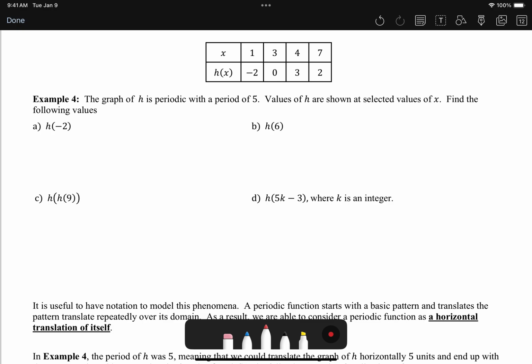Okay, well, this table says that h is periodic. It has a period of 5. Find the following values. Now remember, the period is 5. So we need to get negative 2. Well, 3 minus 5 is negative 2. This is our period, correct? So we can dismiss that and go to h of 3. Well, h of 3 is there, so that's 0.